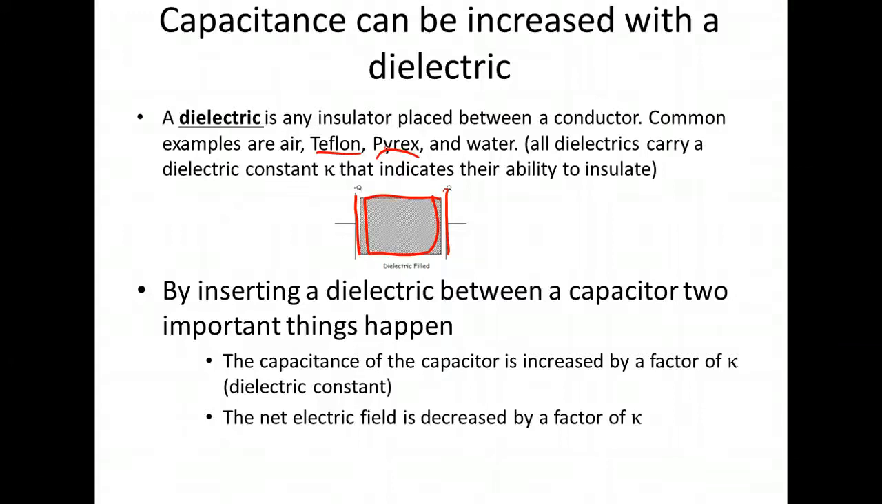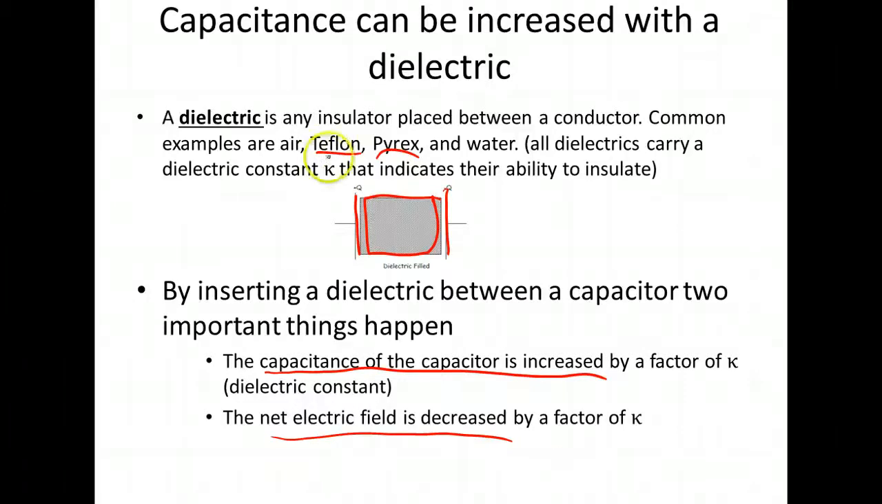When we put an insulator in between two parallel plates, two really important things happen. One is that the capacitance is increased, and that's kind of the end game of it. We want to increase the amount of charge that we can hold per area. The other interesting thing is that the net electric field is decreased, and I'll explain that in a second.